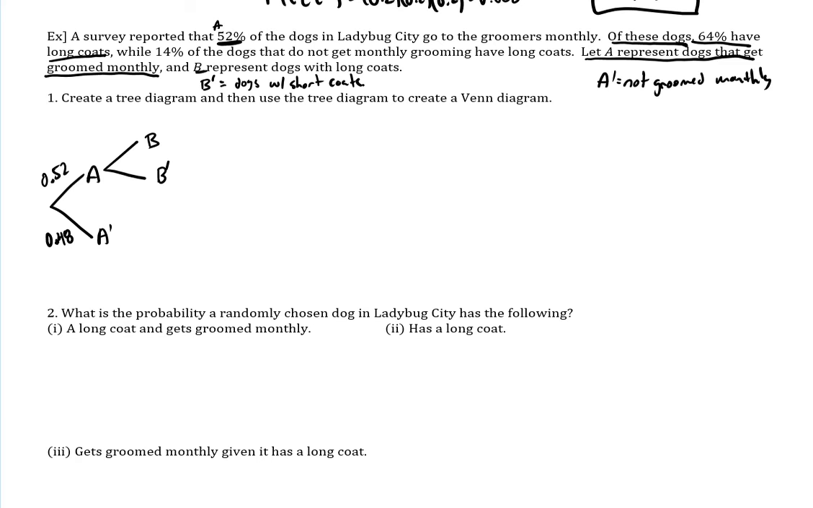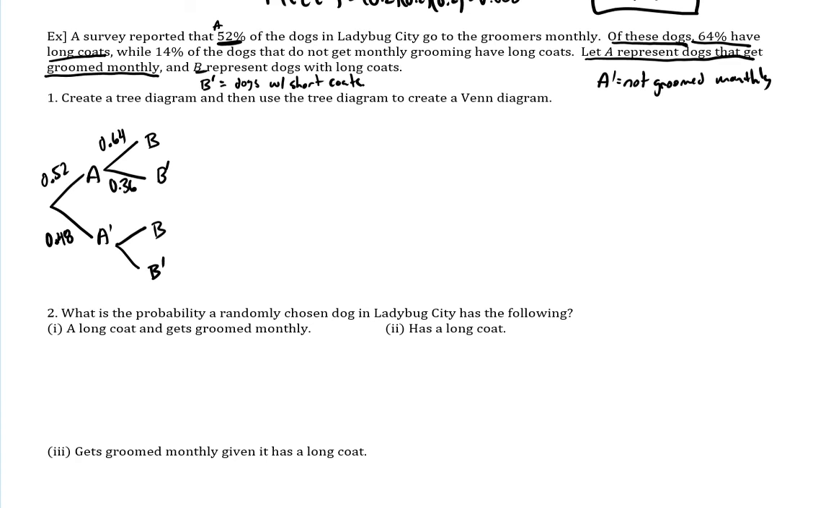And they say, of those dogs, 64% have long coats. So there's the 64, which means the 0.36 would be the dogs that do not have long coats that are getting groomed monthly. So again, that's why we want that complement set up. And then with most tree diagrams, we would break the second part, the A prime, down there to be the B and the not B when it splits. And let's see what else it says.